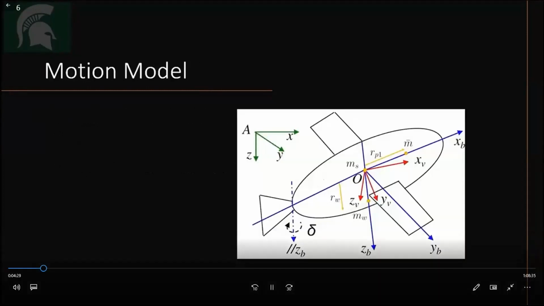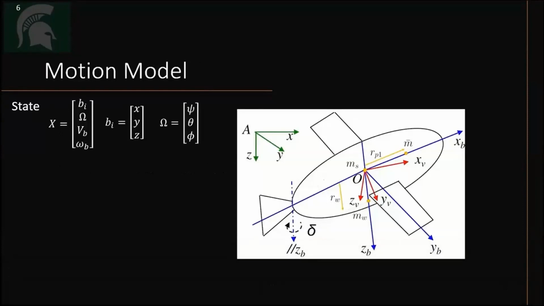Before we get into details, let's go over the motion model, which has 12 states: the XYZ position, and yaw, pitch, roll Euler angles represented in the inertial frame A, as well as the body fixed linear and angular velocities represented in the body fixed frame denoted by O and the blue axis XB, YB, ZB.